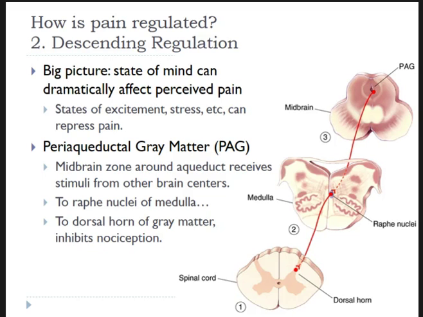So the inhibition is not coming from interneurons that are being stimulated by outside input, like touch input that's coming from outside the nervous system. What's happening here is your brain is basically repressing your pain by sending signals from the periaqueductal gray through the raphe nucleus down into your spinal cord to basically shut down your pain pathways.